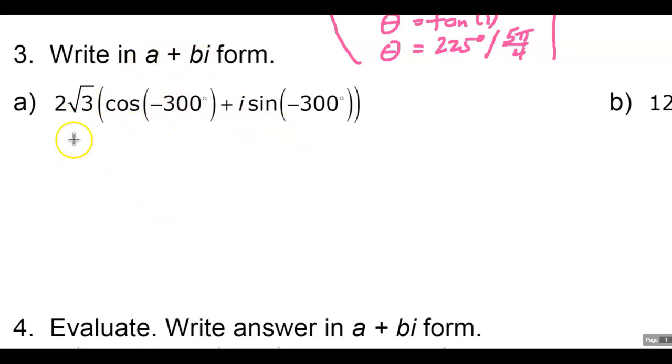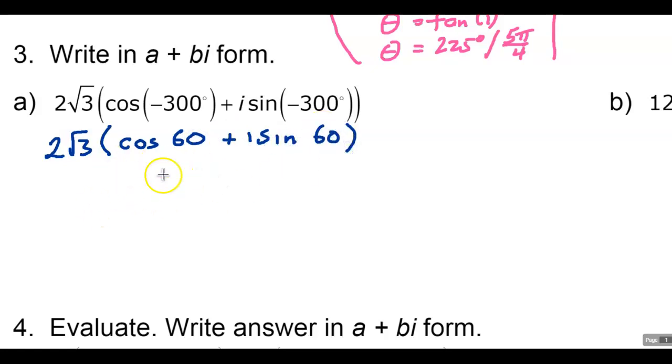So this is strictly, I'd say, a unit circle problem, right? So we have to know the unit circle well enough. Sometimes, like we have this negative here, if you don't like the negative 300, just convert it to a positive. That's the same thing as cosine of 60. As long as we know what the cosine and sine of 60 are from the unit circle, 1/2 plus i root 3 over 2. And then just multiply 2 root 3 by each of those.